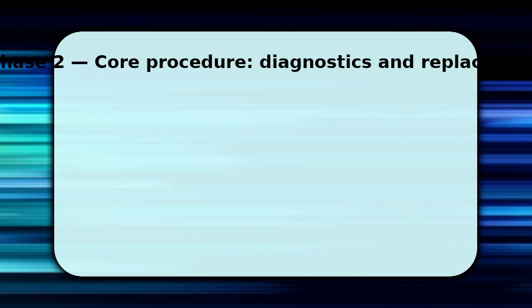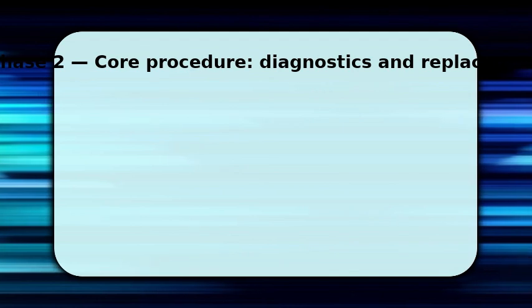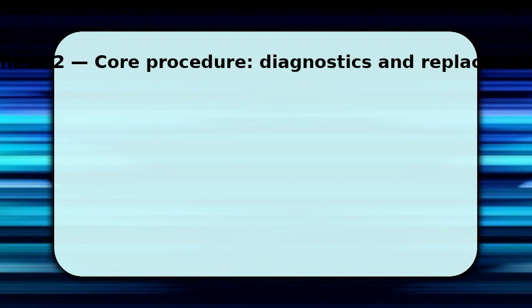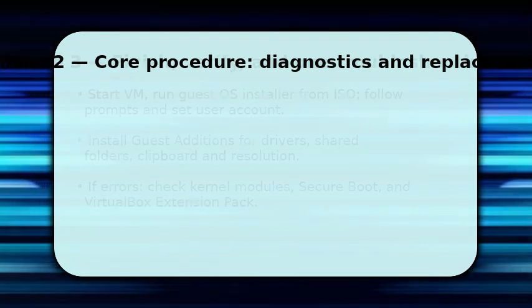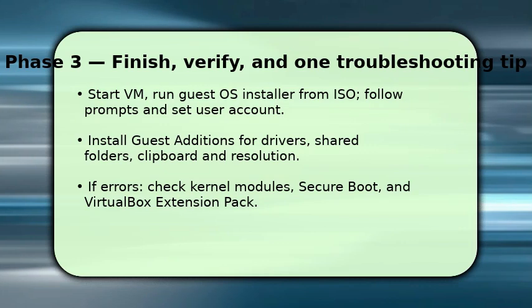VDI is fine. Pick dynamically allocated for flexible storage or fixed for slightly better performance. Attach an ISO to the virtual optical drive so the guest can install its OS. Start the VM and run the guest installer. Follow the OS prompts to partition and create a user account just as you would on real hardware.